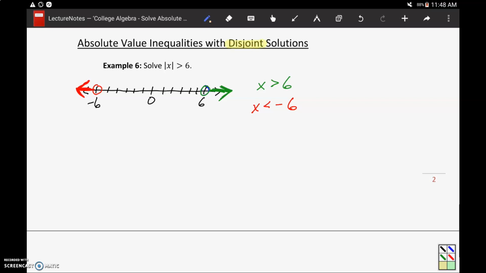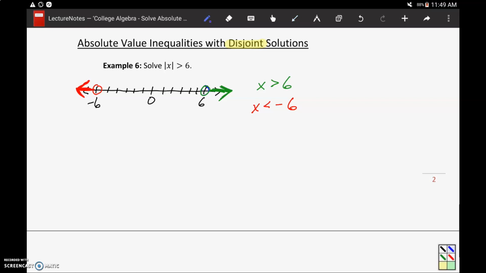So in our previous cases, the two inequality statements created a bounded region. Those solutions sort of met up with each other, overlapped with each other. In this case, what we have are solutions where our two shaded regions are headed in opposite directions of each other. So anytime we have our absolute value statement greater than some value, we're going to see these disjoint solutions, our solution sets headed in opposite directions.